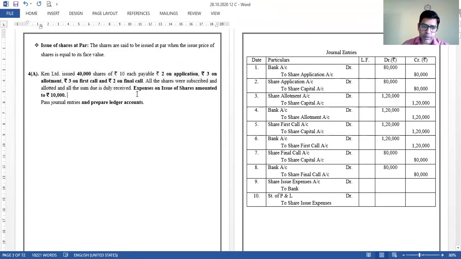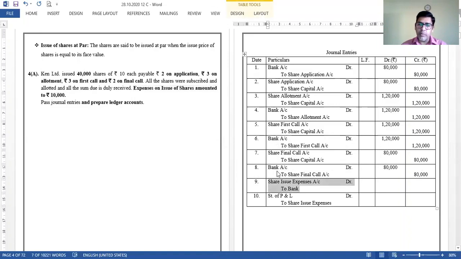After that, this is also very important. Expenses on issue of shares amounted to rupees 10,000. Share issue expenses: expense है, debit करेंगे. We are paying that, so bank credit. So you can see the entry over there: share issue expenses account debited to bank. The amount given to us is 10,000, right?